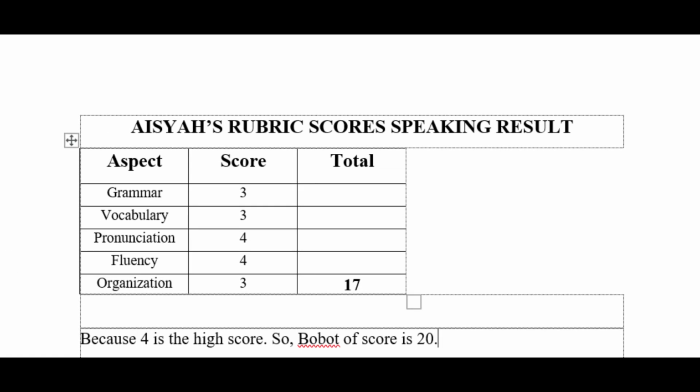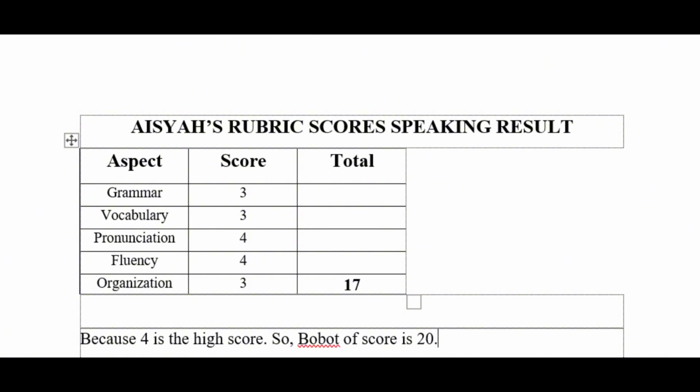Based on the speaking rubric scores, here is the result of Aisyah's speaking. The grammar itself is almost perfect, so I will give her 0.3 for her grammar. Next, for her vocabulary, she chose daily vocabulary so the audience can easily understand what she said, and I will give 0.3 too. Then for pronunciation, she has a good accent, so I'll give her 4.